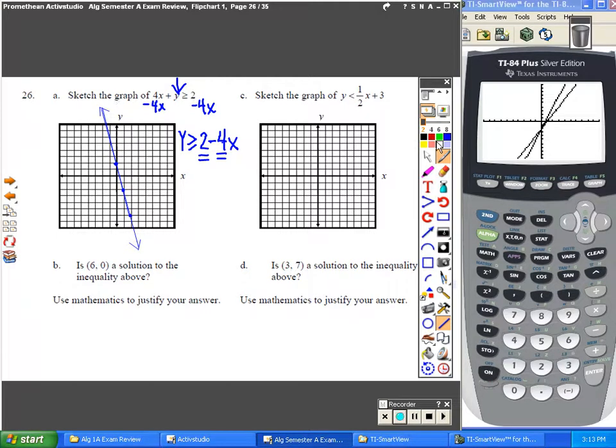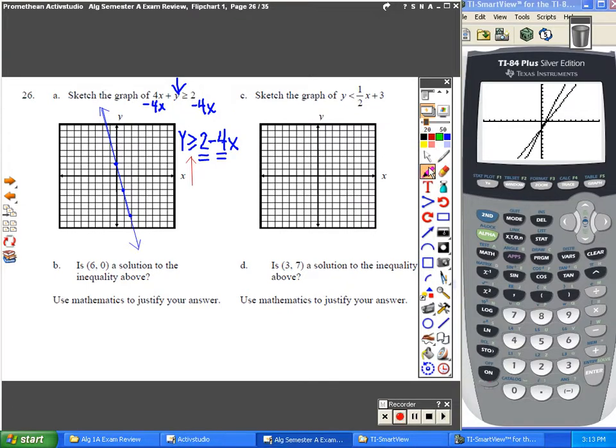The one thing you need to be careful about, though, is because this is a greater than or equal to, this line is solid. If this just was a greater than and this equal to was not there, you would have to go back and make this line dotted.